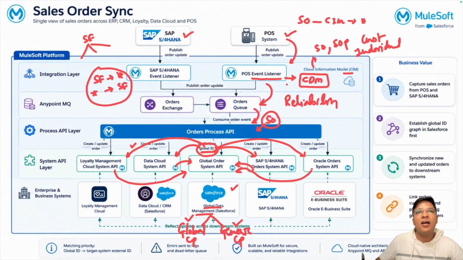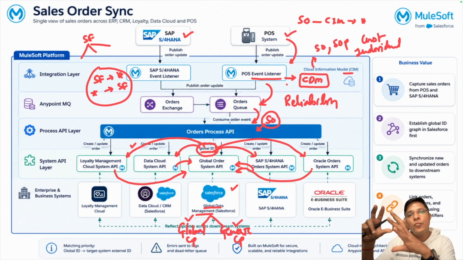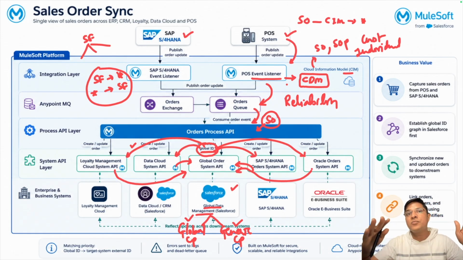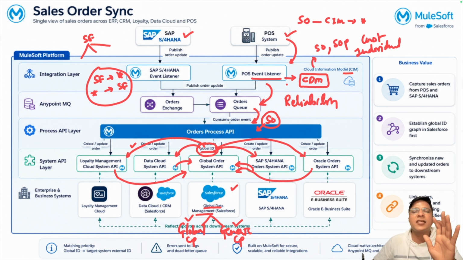And this ID graph will give you a complete customer 360 view, where first the data will be extracted from the global data management, and then all the other target systems will be used to get the data, and then you'll get the complete customer 360 view for this particular sales order. That is what I wanted to discuss as part of this session. Hope you got the clarity.